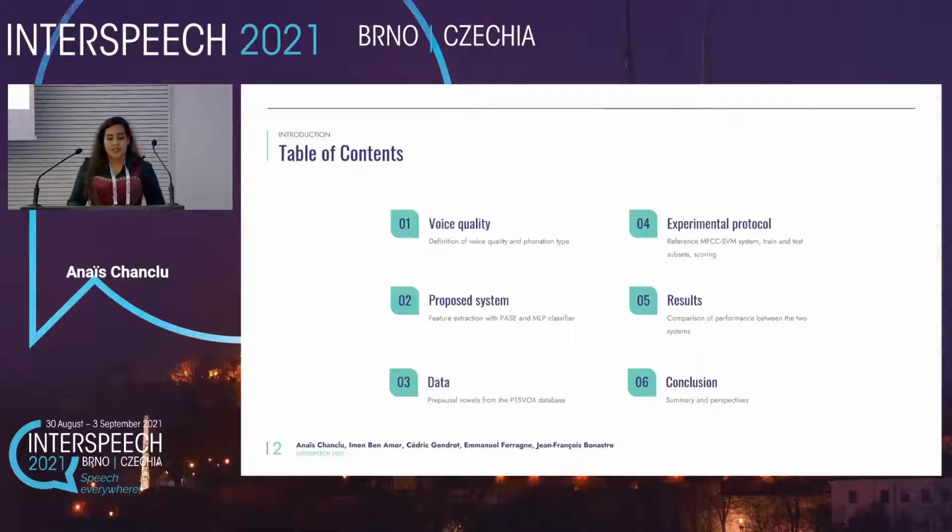This presentation is divided into 6 main parts. I will first define what voice quality and phonation type are. Then I will describe our proposed system. Afterwards, I will present the data. Next, I will detail the experimental protocol, which will be followed by the results. And finally, I will conclude.